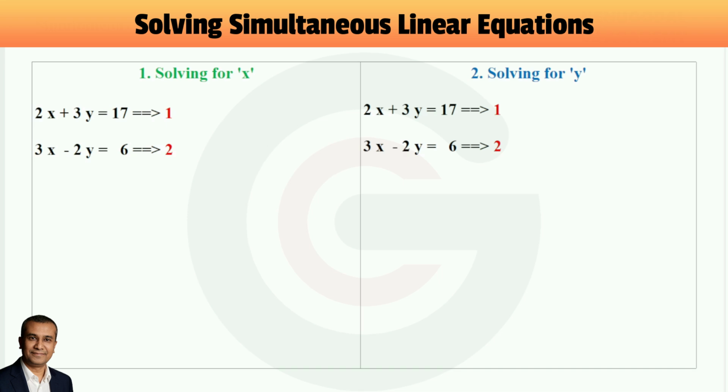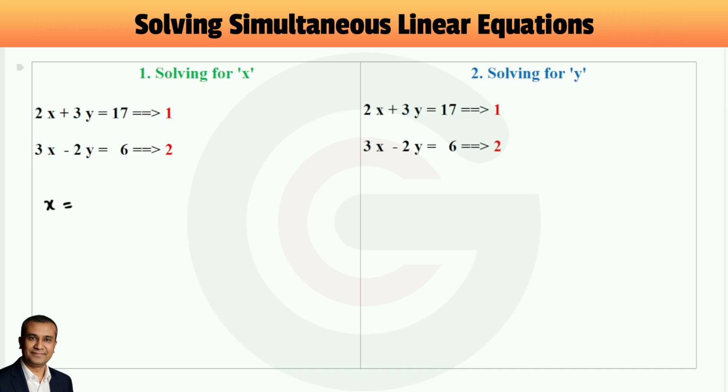Here we have 2x plus 3y is equal to 17 and 3x minus 2y is equal to 6. Now pause the video, apply the technique and find the values of x and y on your own. Done? Okay, let's check the answers.